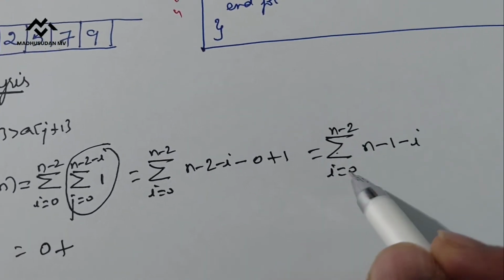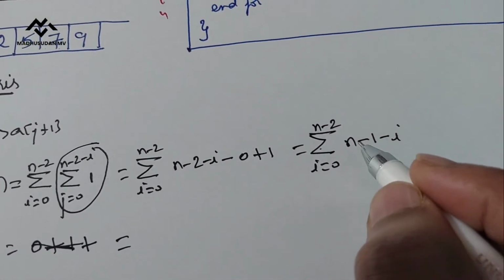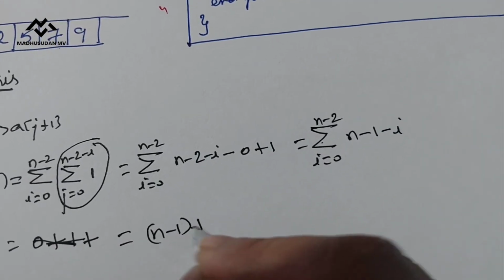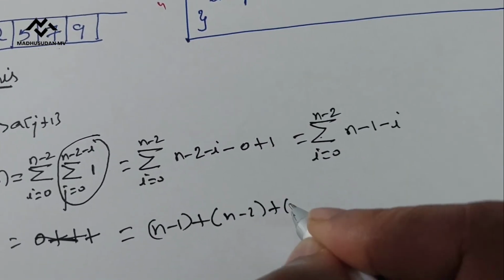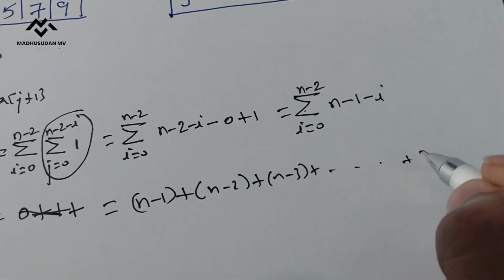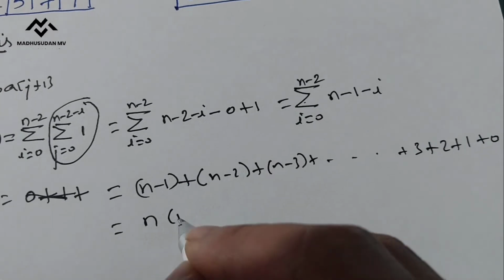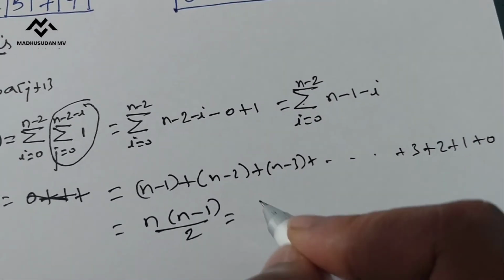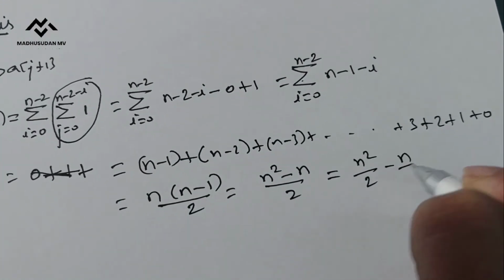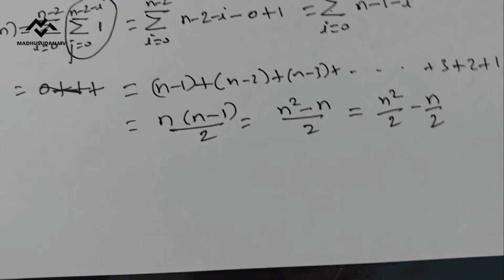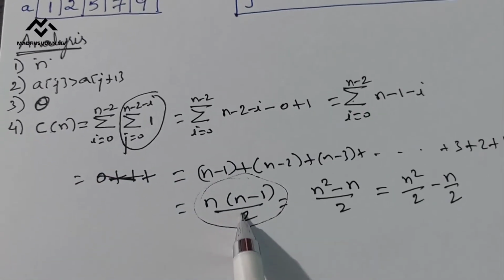If you replace i by 0, what happens? n minus 1 minus 0 is n minus 1. Then if you keep i equal to 1, n minus 1 minus 1 is n minus 2. Like that, plus n minus 3. It keeps decreasing, and at one stage it becomes 0. So if this is the formula, then it can be written as n into n minus 1 divided by 2. So this can be written as n square minus n by 2, which is n square by 2 minus n by 2. That means exactly this many times our basic operation, the comparison operation, is executing.